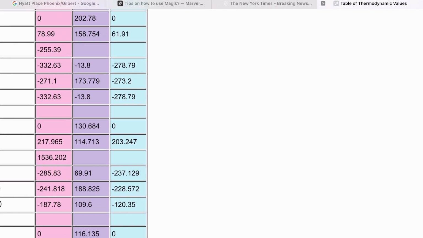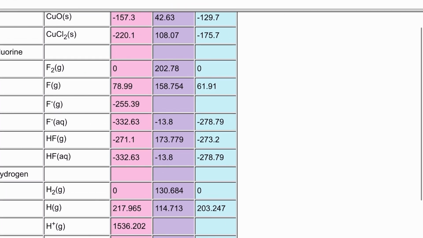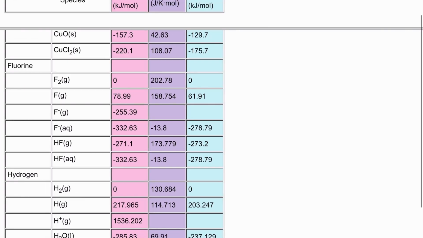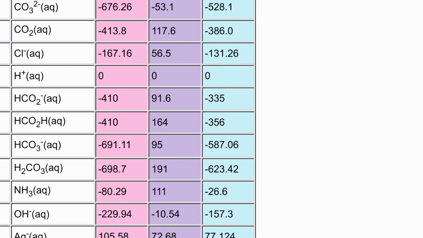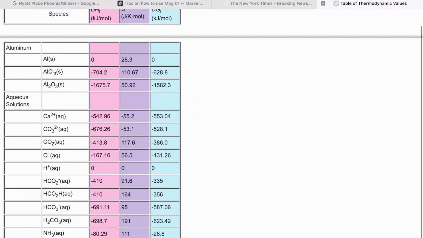There are some negative numbers, not very often, but we do see some. And if you look at what the negative numbers correspond to, they tend to correspond to ions in aqueous solution. So there's one right there for hydroxide, -10. And then there's a couple of these for calcium and carbonate. Again, they are all ions.